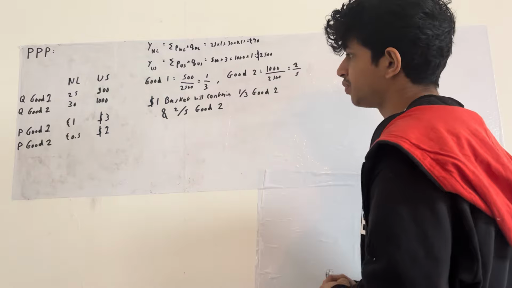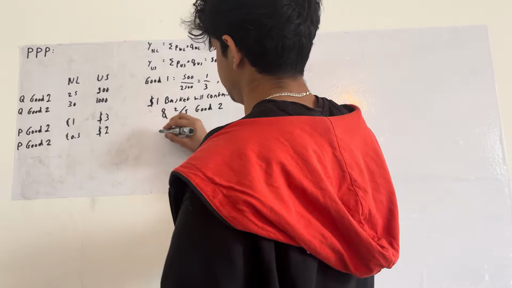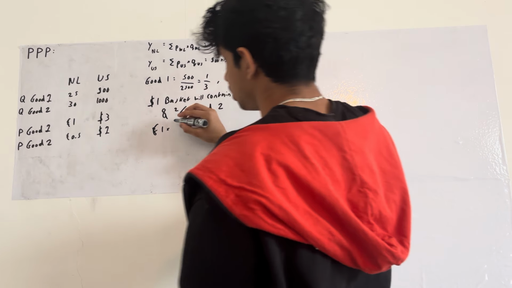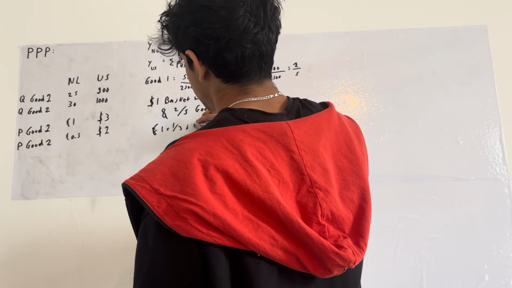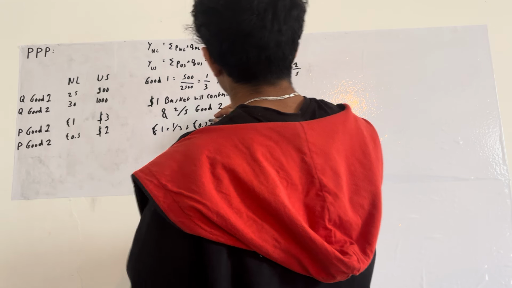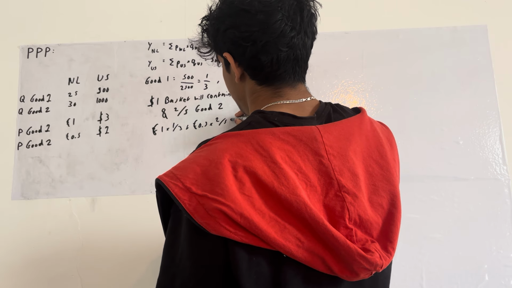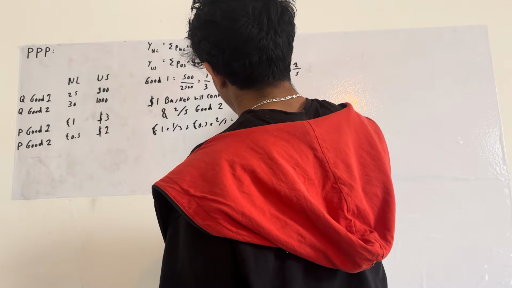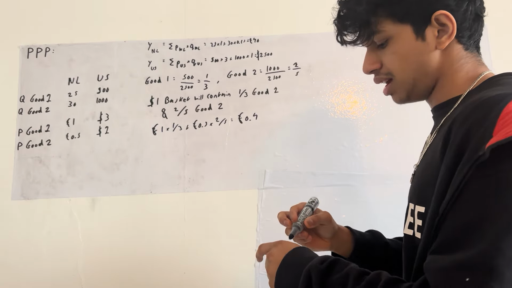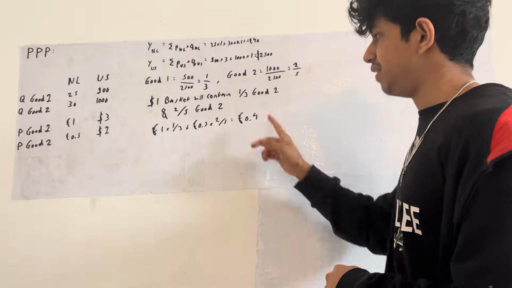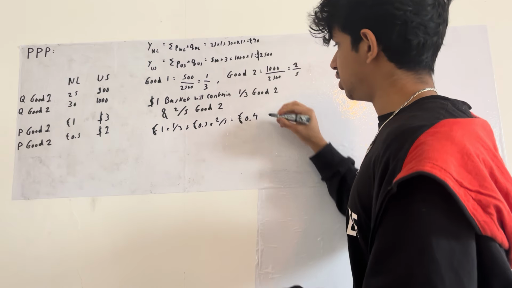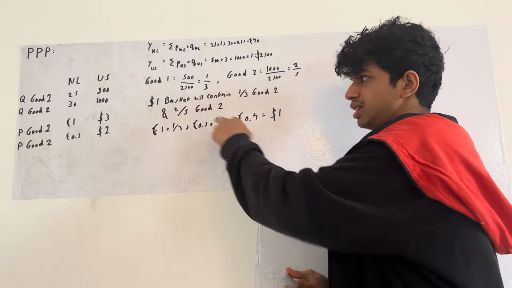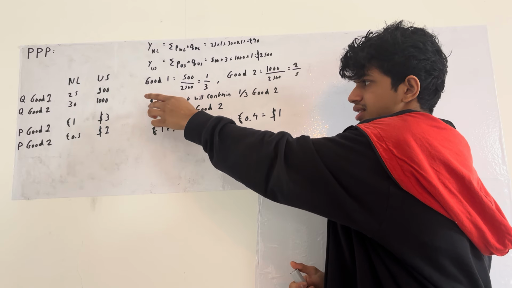So in this other question, we'll do €1 multiplied by 1 over 3 for good 1, so 1 over 3, plus 0.5 times 2 over 5 for good 2. And that should be equal to 0.4 euros. That's the exchange rate, 0.4. Essentially, that means for every 0.4, that'll be equal to a $1 basket. So 0.4 euros for this exact same basket of goods over here is equal to $1.